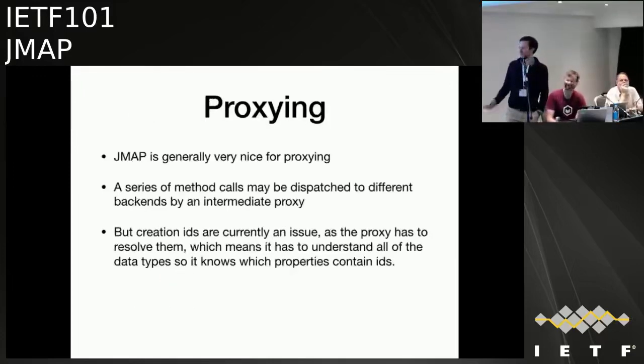Okay, a little bit about proxying. So JMAP is generally very nice for proxying. You can stick a terminating server in front and then send some of the method calls out to some backend servers, some to another, particularly if they're from different accounts and the accounts are separate isolation units, so they might be on entirely different servers. Having this proxy in front is a nice way if the client just connects to one thing.